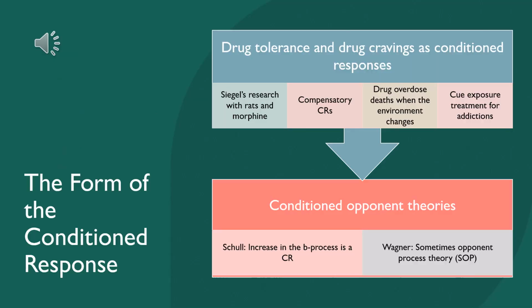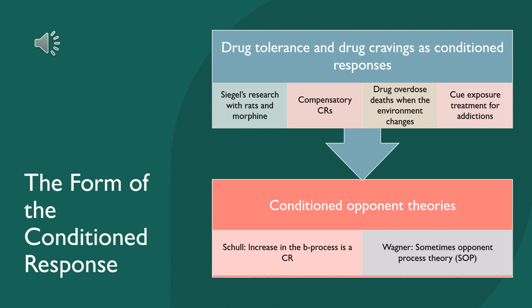Okay, so just to wrap it up, this is our last slide here today. Drug tolerance and drug cravings as conditioned responses. So drug tolerance develops when the body becomes used to a drug, requiring larger doses to achieve the same effect. Over time, repeated drug use leads to physiological adaptations, and this can also be understood through classical conditioning, where drug tolerance and drug cravings are seen as conditioned responses.